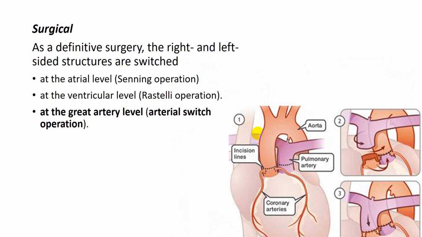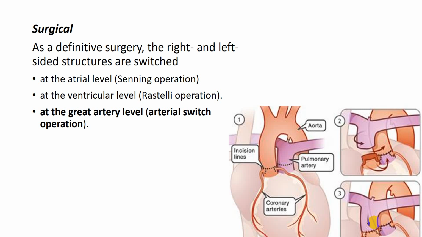As a definitive surgery, the right and left sided structures are switched. The most important switching, and the one of choice, is the arterial switch operation. That means switching this, the aorta, and this, the pulmonary artery, so that the aorta originates from the LV and the pulmonary artery originates from the RV. This is the arterial switch operation. It is the treatment of choice for patients with DTGA.